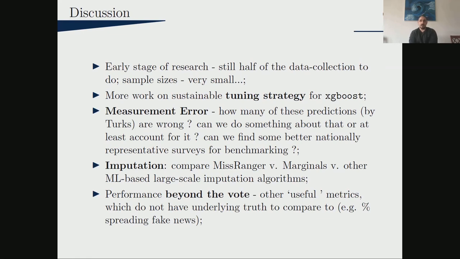Measurement error is a problem. How many of these predictions made by Mechanical Turk workers are wrong, and can we do something to at least account for it? We also have some measurement error in the nationally representative surveys, because they come from two different polling companies, and therefore it's quite difficult to match them perfectly. Imputation: again, we want to compare MRP against marginals, and compare the accuracy of our imputations in the certification frame. And finally, we want to measure performance beyond the vote. So forget about the vote; we want to see the percentage of people spreading fake news and so on.